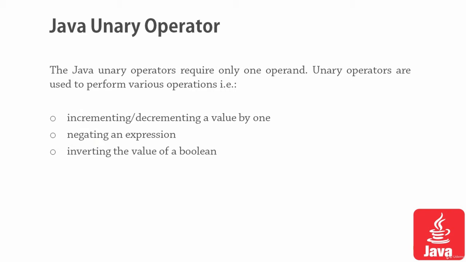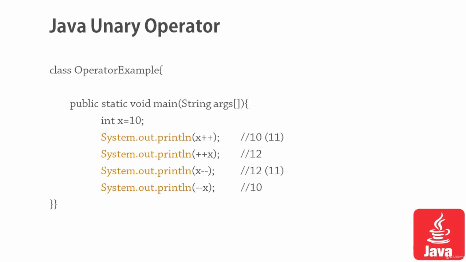It can increment or decrement the value by one. It can negate an expression. Suppose we have an expression called a plus b, and if we put a bracket symbol, it will be treated as a single operand, and we'll write the negation symbol tilde. Inverting the value of a boolean, we can use this thing. To reverse the value of true to false or false to true, we can use this thing.